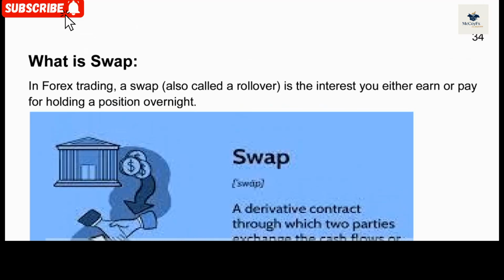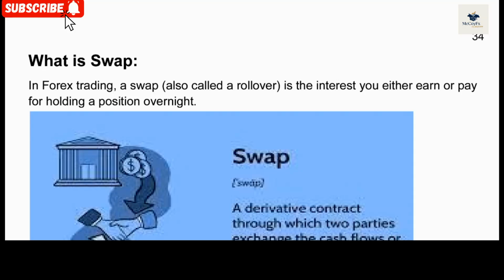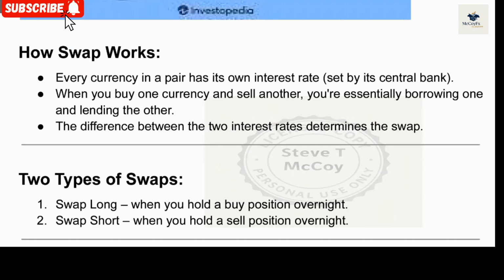Here we are going to talk about swap. Most of us have been trading, but we don't know what a swap is. In forex trading, a swap is also called a rollover. It is the interest you either earn or pay for holding a position overnight. How swap works. Every currency in a pair has its own interest rate set by its central bank. When you buy one currency and sell another, you are essentially borrowing one and lending the other. The difference between the two interest rates determines the swap.